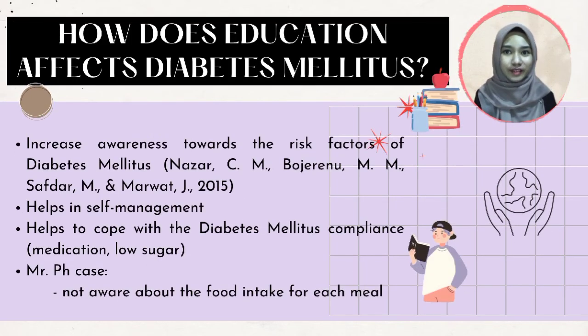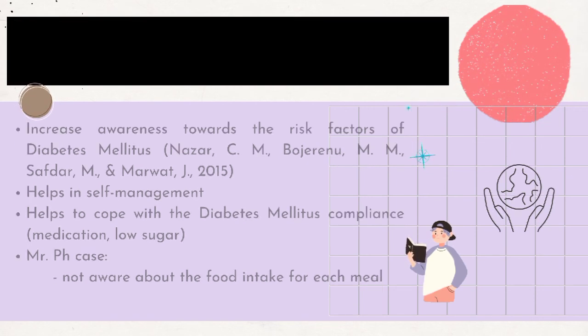How does education affect diabetes mellitus? High education can increase awareness among patients toward the risk factors of diabetes mellitus. Besides, it can help the patient in diabetes self-management. The patient must know how to manage the disease from becoming worse. Education can also help the patient cope with diabetes mellitus compliance. In Mr. PH's case, he is not really aware of the food intake for each meal. Thus, he needs more information regarding the amount of food intake in order to control his blood glucose level.